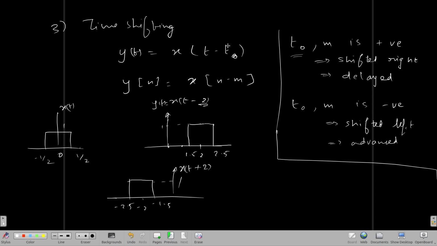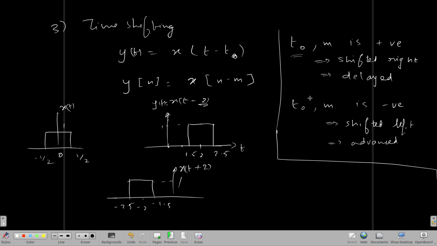Right, we are considering t minus t0. That is ultimately what should be happening. It should be x of t minus something, right? If it is x of t minus something, it means the signal is shifted to the right. I am saying it is delayed because originally it should have started from minus 1 by 2, but now it is only starting from 1.5. Right, it is starting at a later point.